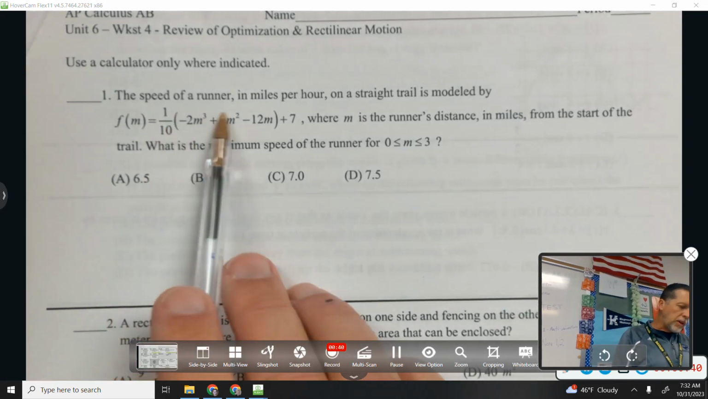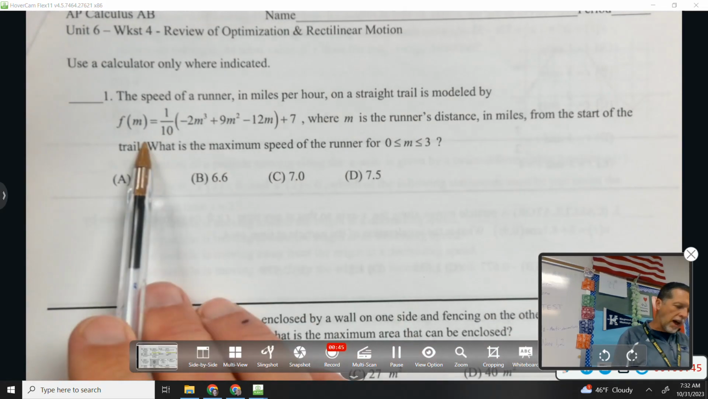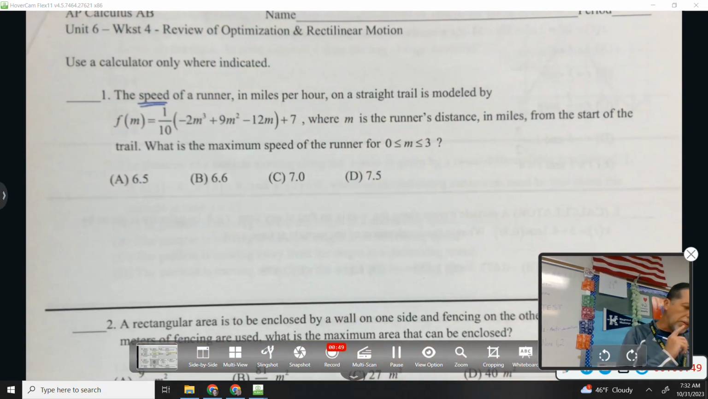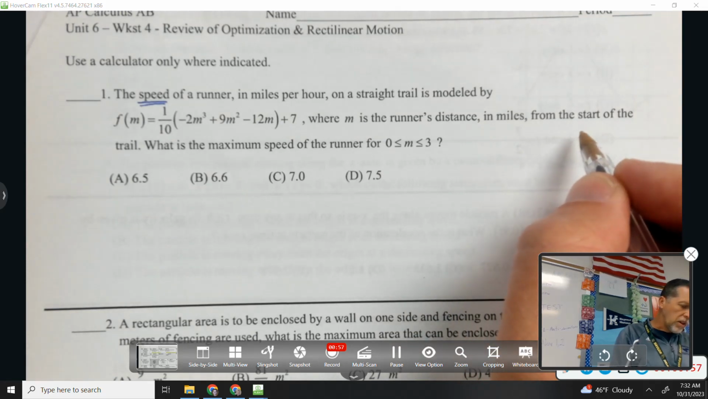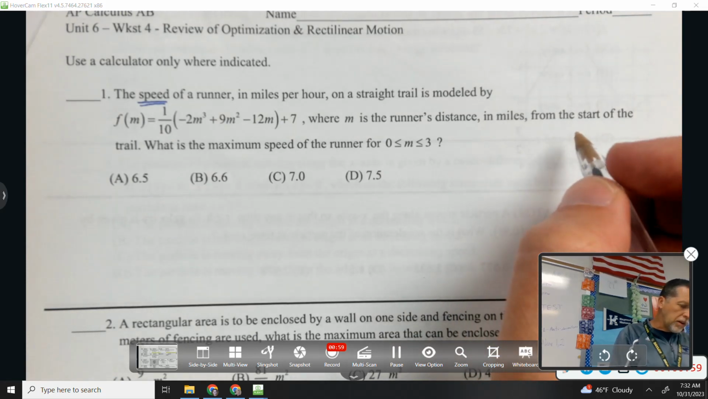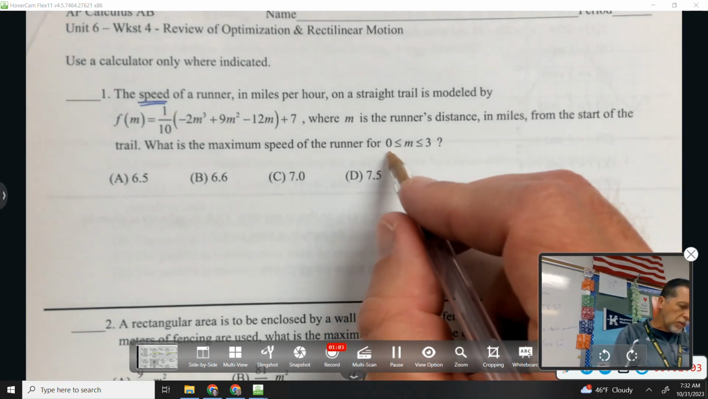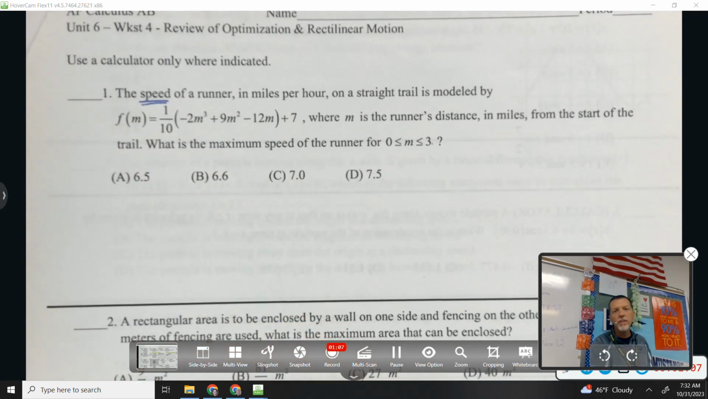Number 1, the speed of a runner in miles per hour on a straight trail is modeled by. Okay, and this is the speed, so let's be careful about what we know here. Where m is the runner's distance in miles from the start of the trail. What is the maximum speed of the runner for m between 0 and 3? So I want to maximize f. F is the speed. I want to maximize that.